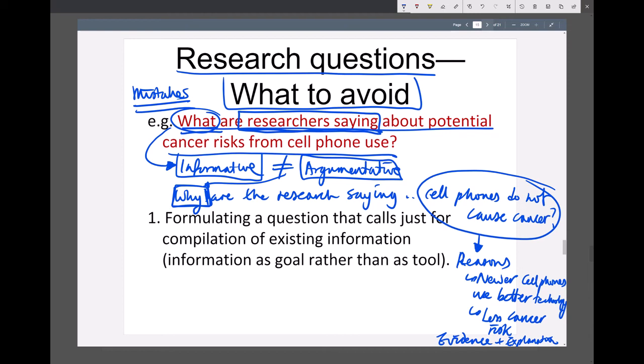So formulating a question, what questions finds stuff that's already there, compilation of existing information.